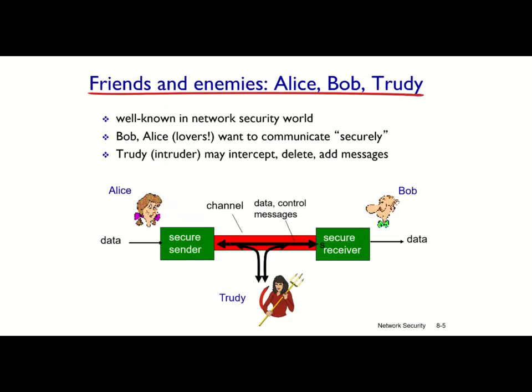This is a classic example of a security attack. Look at this figure here. We have Alice and Bob on two ends of the data communication, and Trudy, which is an intruder, may intercept, delete, or add messages to this channel, and this way the security will be endangered.